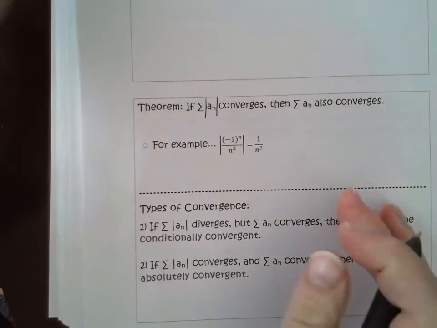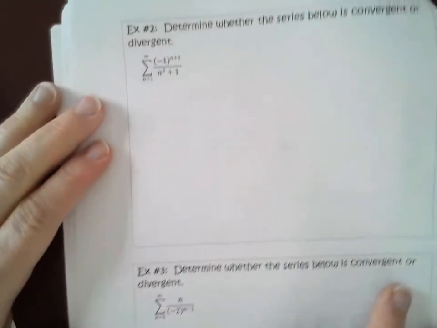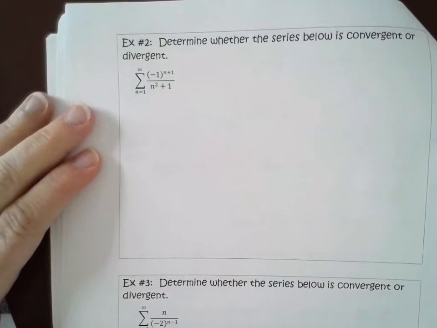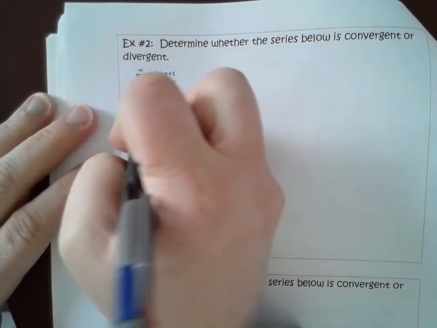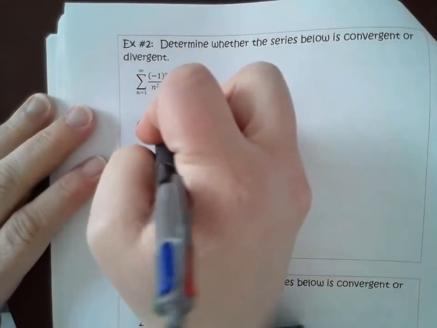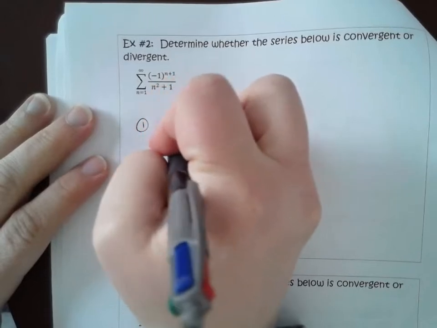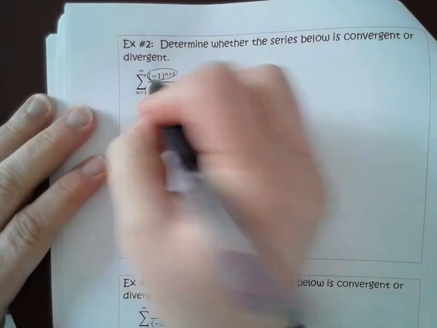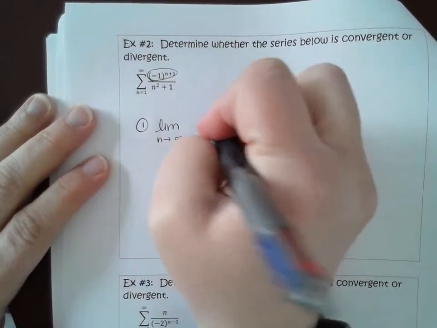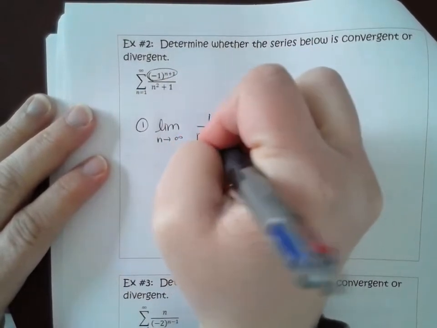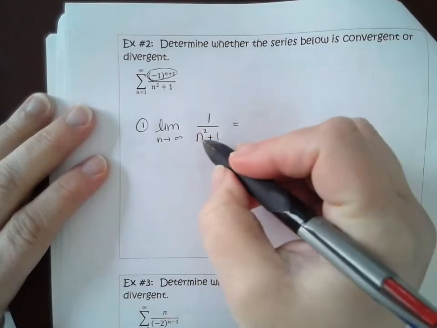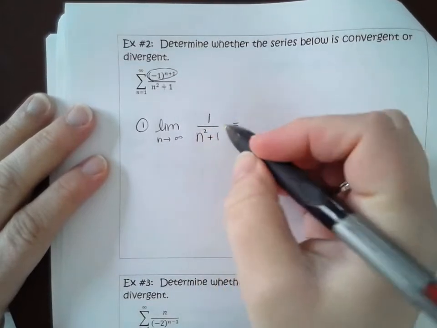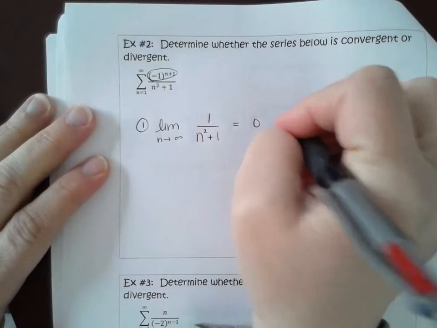Keep moving on. Remember, you can pause this at any time if you want to try them on your own. First, we're going to look at the limit as n approaches infinity of the non-alternating piece, which would be 1 over n squared plus 1. This denominator is growing to infinity, and 1 divided by that is 0.